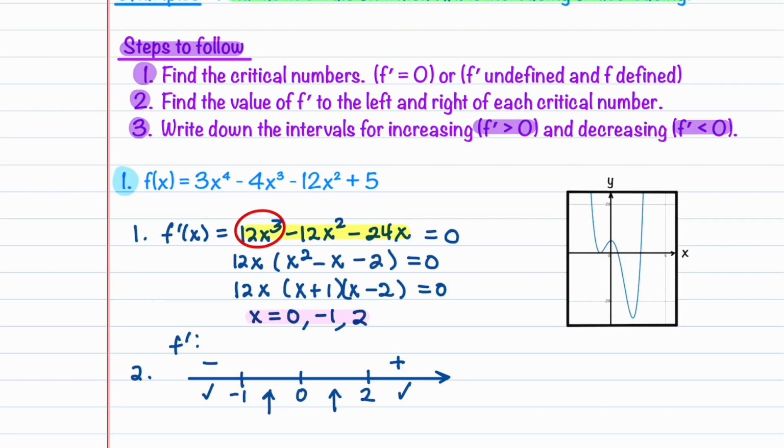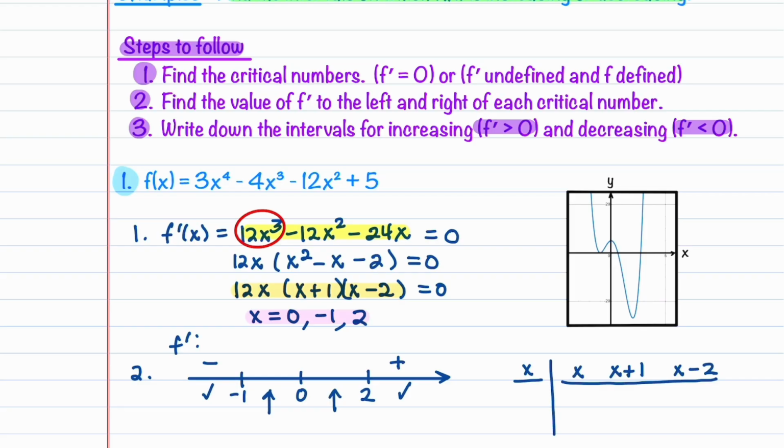For this part, I think it's easiest if we look at the factored form of f prime, which is this part right here. Over here on the right, I am going to make a table. I'm going to put down x, and then I'm going to put all of the factors that I highlighted in orange. So we have x, x plus 1, and x minus 2. And we are going to be looking to see if those factors are positive or negative.